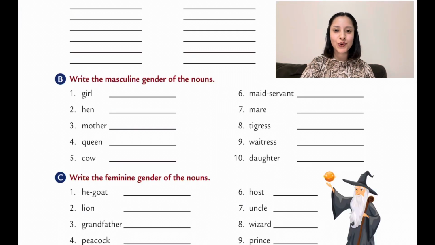In today's video, we'll continue with lesson number 5 of English grammar, that is gender. We'll do exercise B, C and D of this lesson. In my previous video, we started this lesson. I gave a detailed explanation of gender. We also did exercise A.